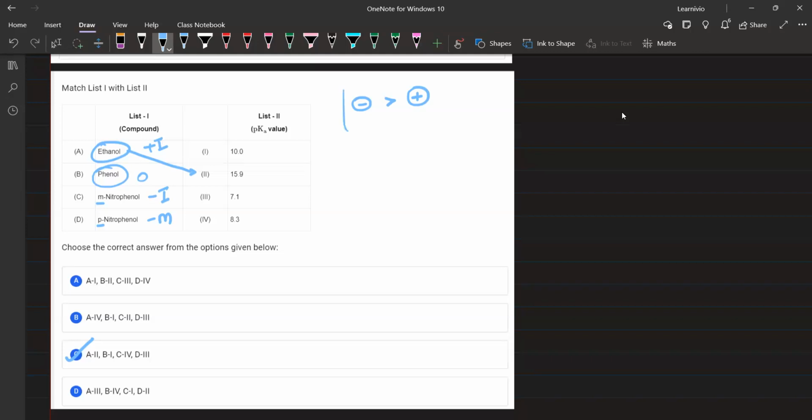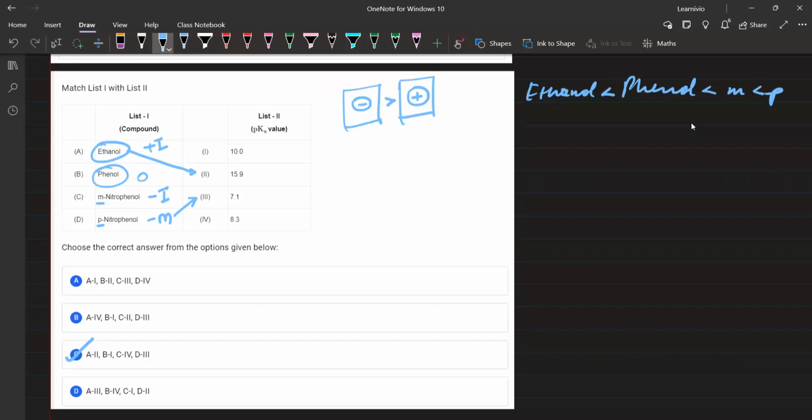That is why electron withdrawing groups are more acidic than electron donating groups. And the most electron withdrawing group here is p-nitrophenol, so it will have the least pKa, so it will be D, and then phenol. So the acidic strength will be something like this. Ethanol is the least. Then moving on, we have phenol, then we have m, and then the most is p.